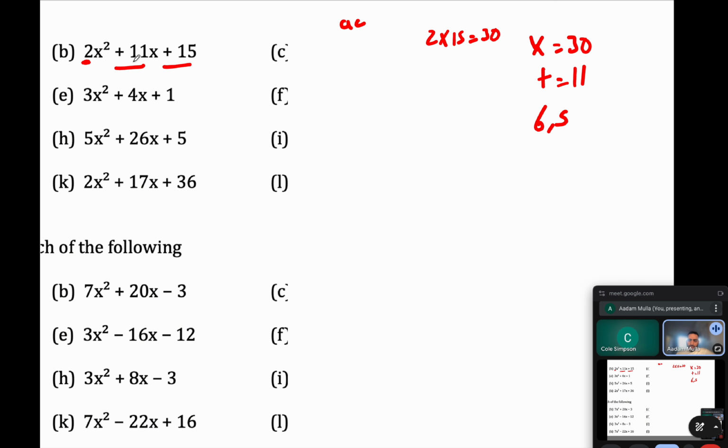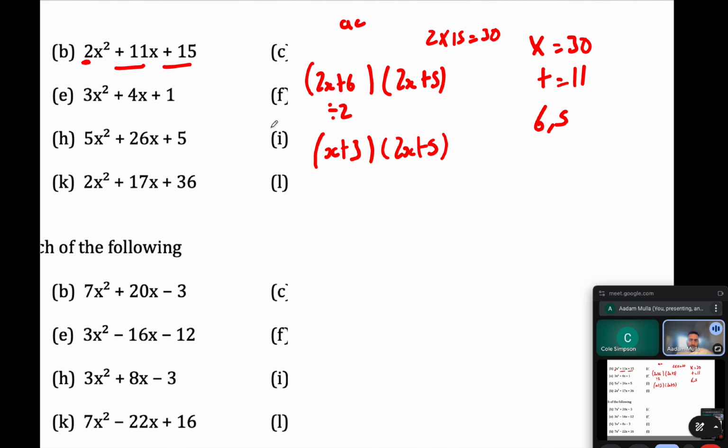Can you see that this is a 2? So I'm going to have two brackets, and I'm going to put 2x there, and I'm going to put 2x there. And because I got 6 and 5, I'll put plus 6 and plus 5. Now, if I expanded this out, 2x times 2x would give me 4x squared. So I don't want that. I need to simplify these brackets if I can. So I can see everything here divides by 2. This one doesn't have a common factor, so I can't divide that one. So I'm going to divide everything there by 2, and I get x plus 3 and 2x plus 5. And if you expanded that out, you would get that one.